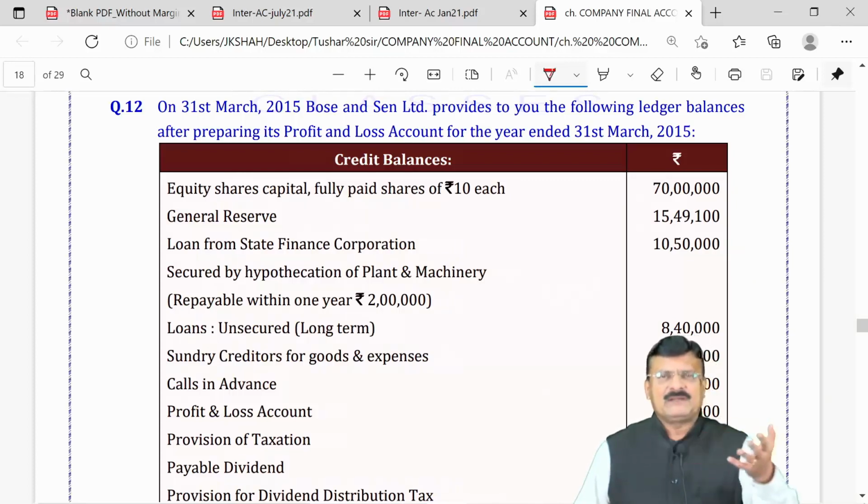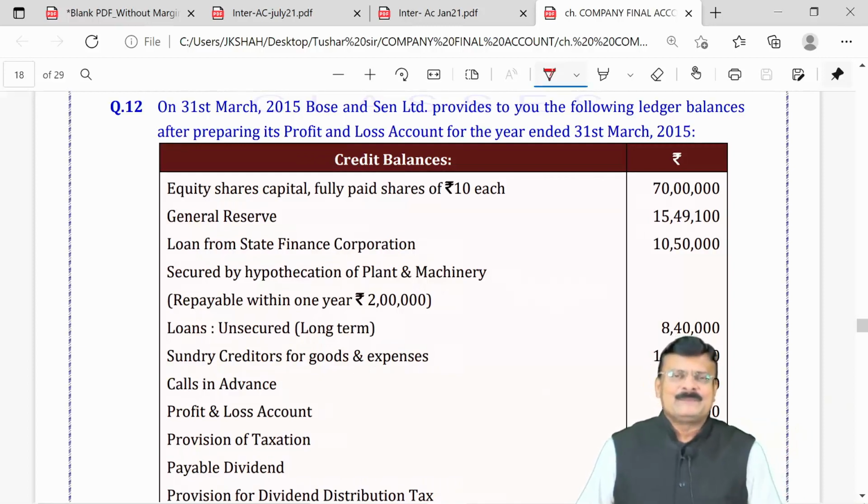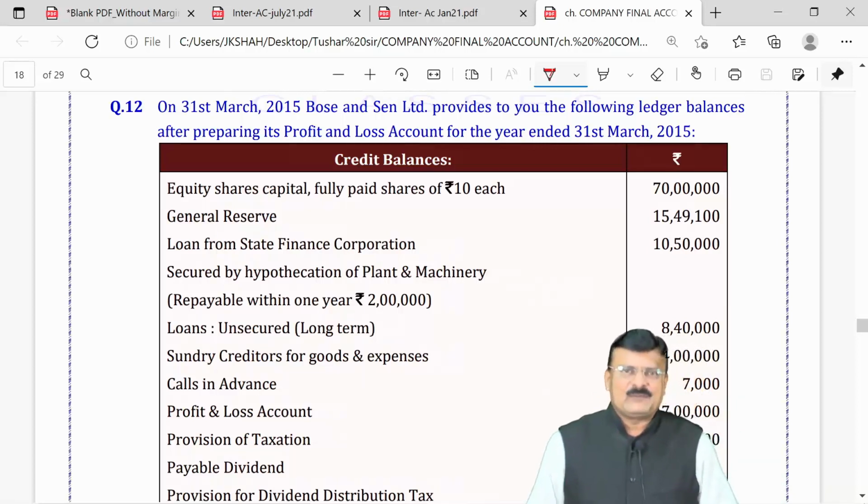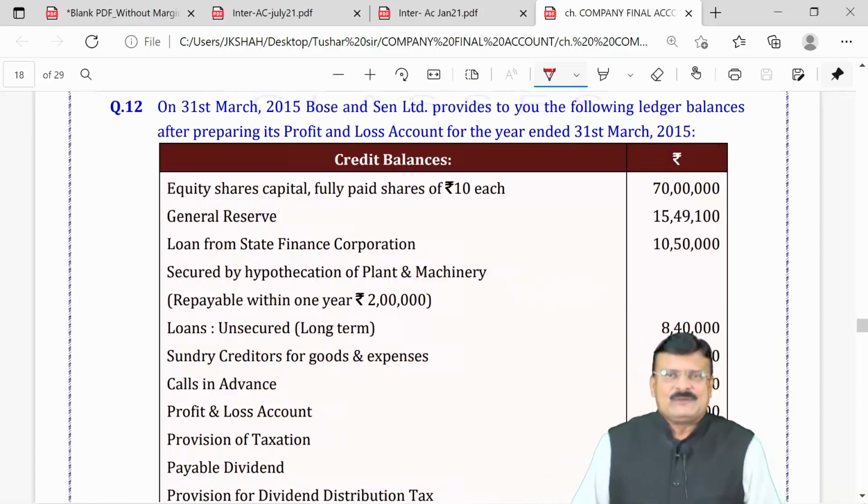Schedule 3, multiple additional disclosures. Example, share capital. Additional disclosure number 1 is authorized capital. Less calls in arrears to be classified separately from directors and from officers. Number of shares issued for consideration other than cash. Number of shares issued as bonus. Number of shares bought back, buyback. 5 disclosures are only in the first head itself. Debtors to be classified in 2 parts. Outstanding for more than 6 months and other debts. When you show long-term borrowing, a secured loan, you have to show the security in brackets. So many disclosures.